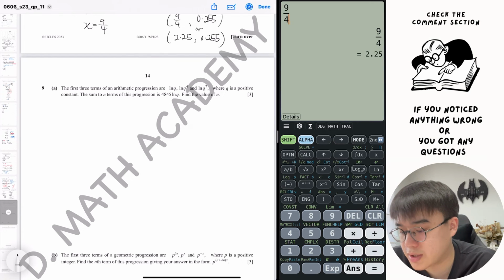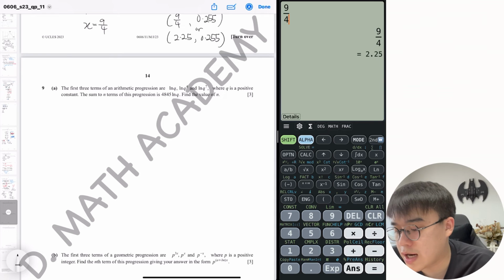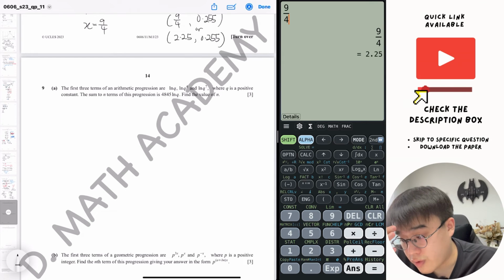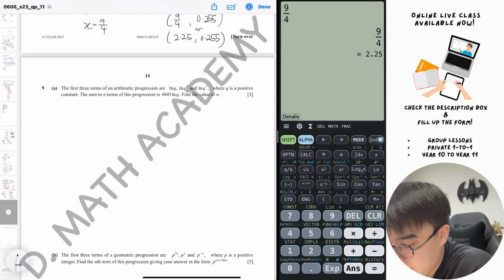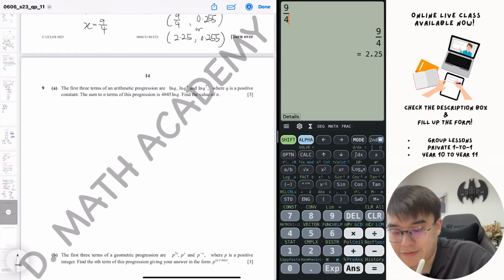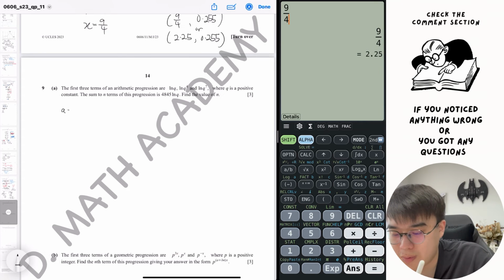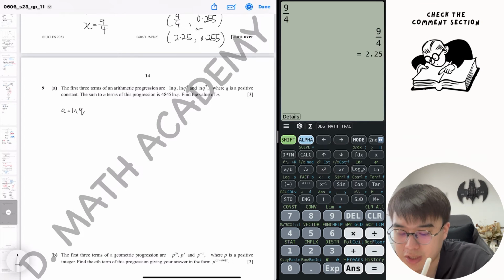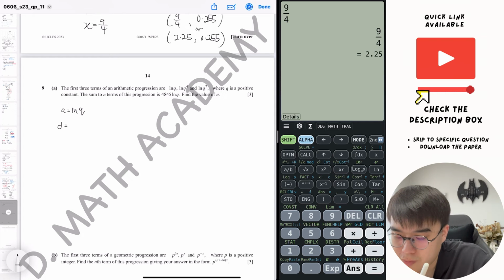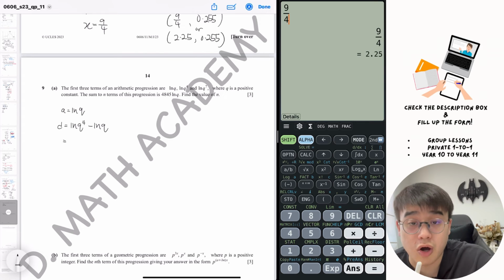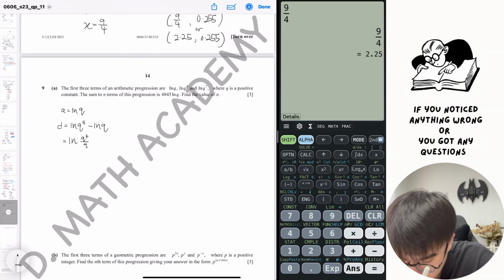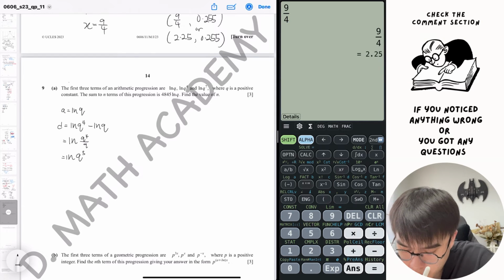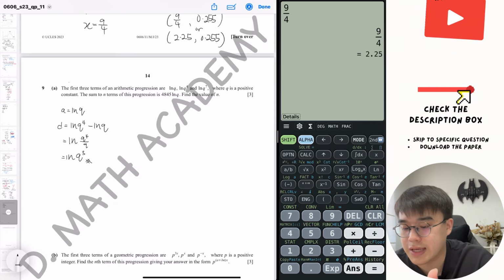They say the first 3 terms of an arithmetic progression are ln q, ln q^4, and ln q^7. So q is a positive constant. Find the sum to n. First thing first, arithmetic progression. So A will be the U1 that they mentioned here. And the D will be ln q^4 minus ln q. They're testing you on your logarithm concept here. So please take note that it will be a division where it results in q cubed. This is for A and D.